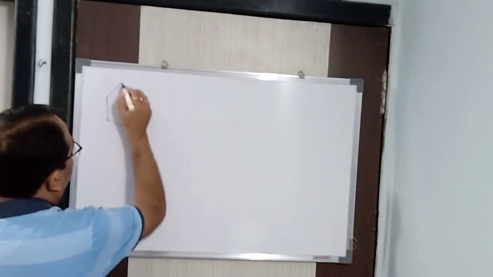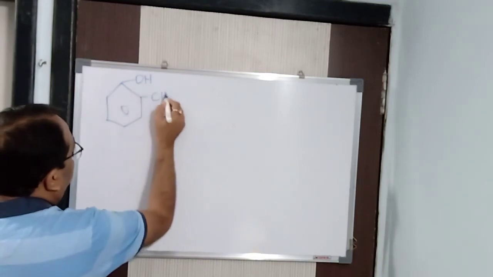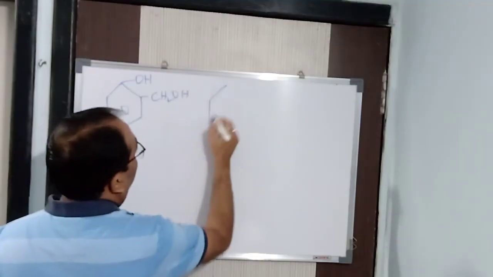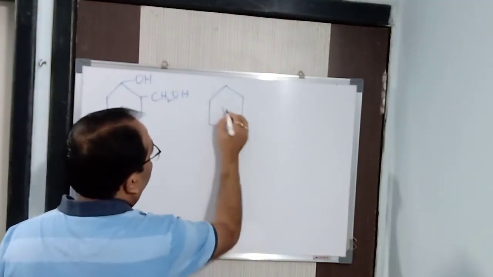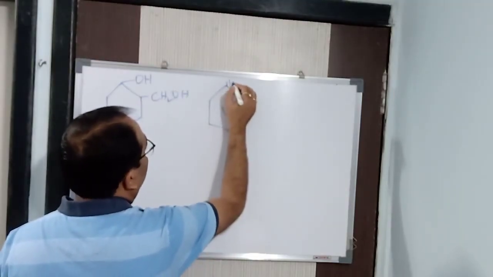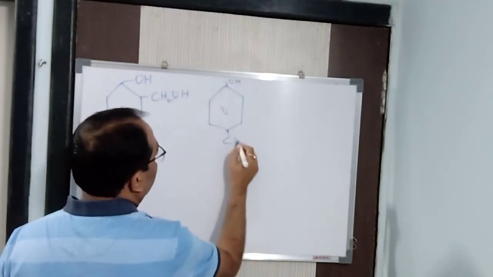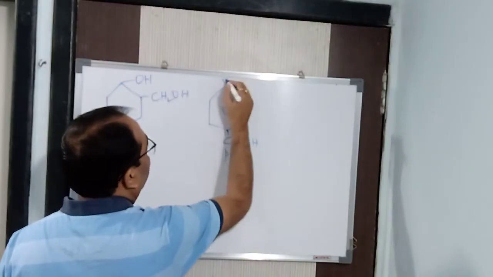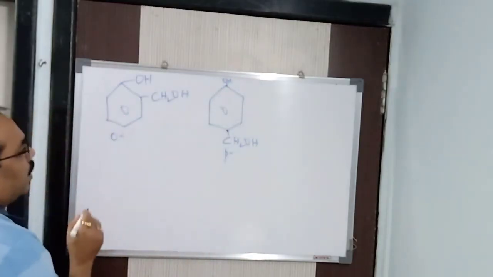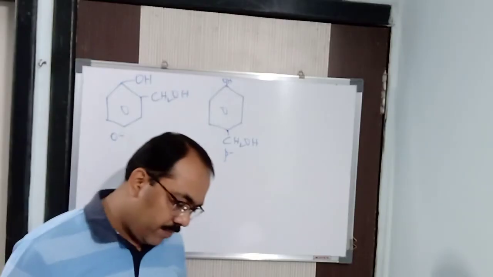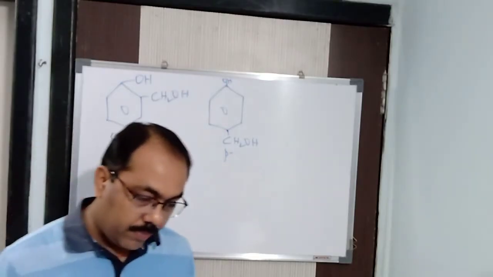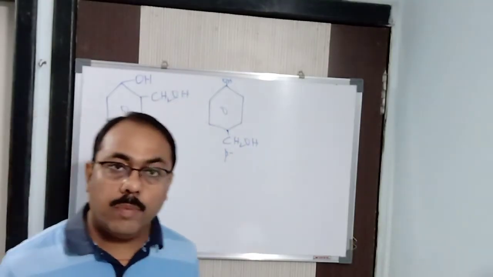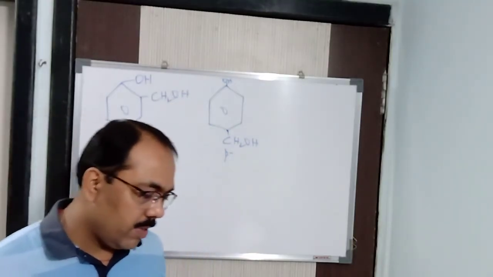I am saying orthohydroxybenzyl alcohol, CH2OH. This is orthohydroxybenzyl alcohol. And another one you will be getting is parahydroxy, here OH and CH2OH. So this will be your parahydroxybenzyl alcohol. You will be getting orthohydroxy and parahydroxybenzyl alcohol. So that is benzene ring CH2OH, your benzyl alcohol, orthohydroxy and parahydroxy benzyl alcohol.